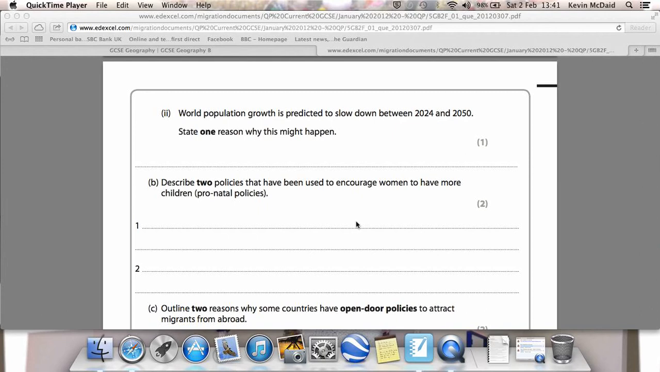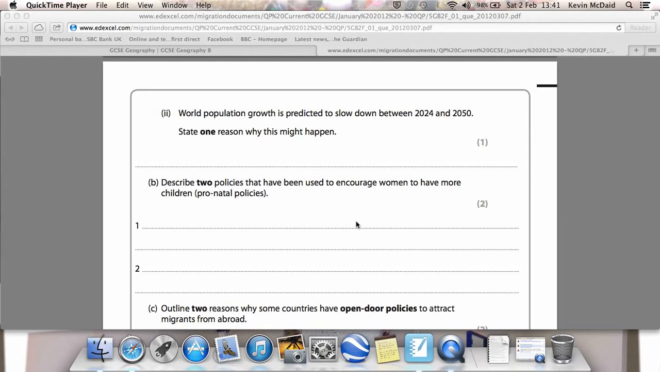Okay. Describe 2 policies that have been used to encourage women to have more children. In brackets, a pro-natal policy. Remember, the opposite of a pro-natal policy is an anti-natal policy, a government scheme that tries to get women to not have children. The Chinese one-child policy is the example here. A pro-natal policy is when a government tries to encourage people to have children. Okay, so you need to come up with an example of those.